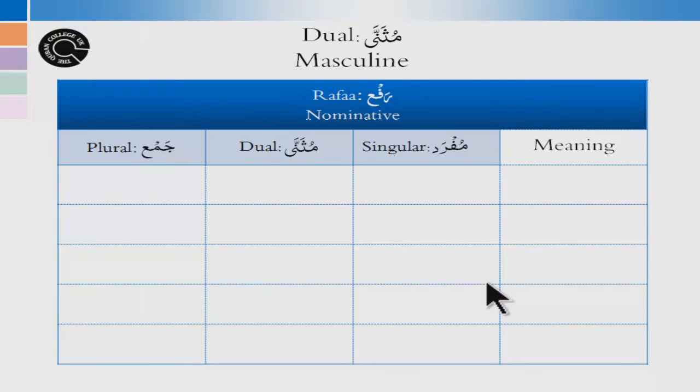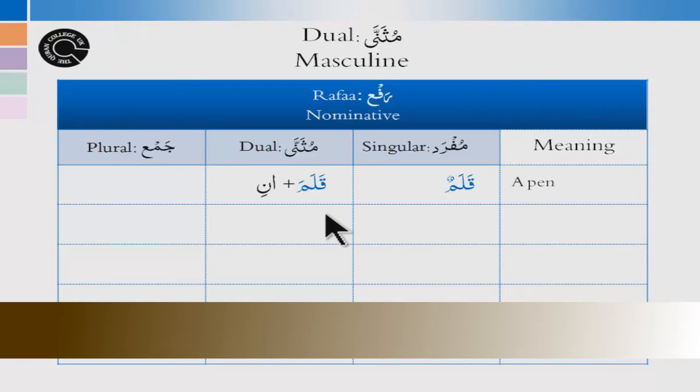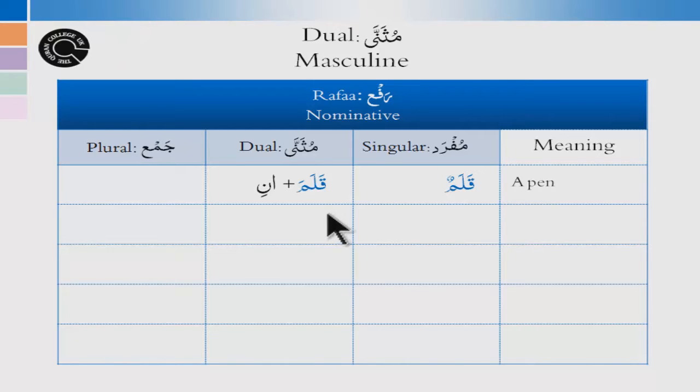If we have a single noun, say for example kalamun, which is a single pen, and we want to convert it into two pens, first of all we write that kalamun into this column. We will not be dealing with this column because the plural will be dealt with in the next lesson. So we say kalamun, and the next step is to remove the tanween and put a fatha on it. That would be kalama, and you bring the ani sound there. So ani, which is alif and nun with kasra, makes it all together a dual form.